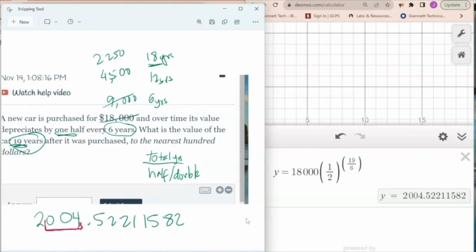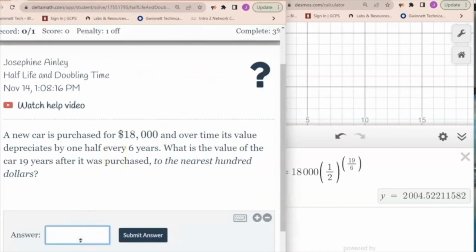So the nearest 100, is this 004? Is this close to $0 or is it close to $100? Well, it's close to $0. So this will be 2,000 to the nearest $100. So you come here, 2,000.